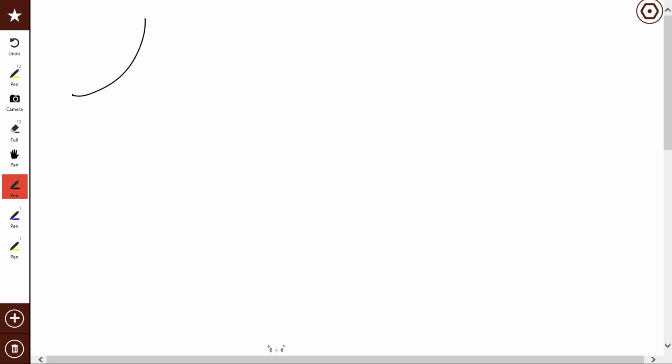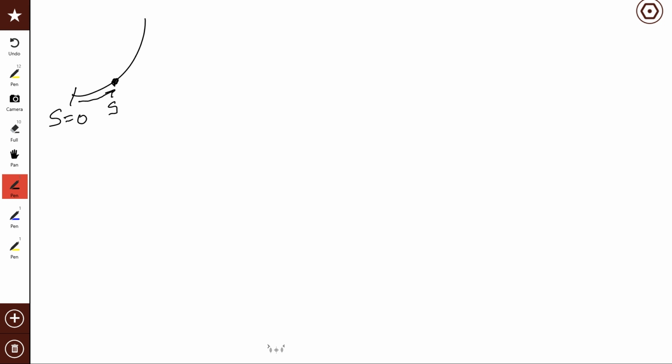So I'll draw a path here. Object is on the path. There will be an origin along the path, which you'll say is s equals 0, and then if you measure the distance along the path, that's the value s. So it's the length along the path. So if you have a horse race, for example, and it's a quarter mile around, then you make one lap, you've gone a quarter mile, and so the s is a quarter mile. So that's what s is.